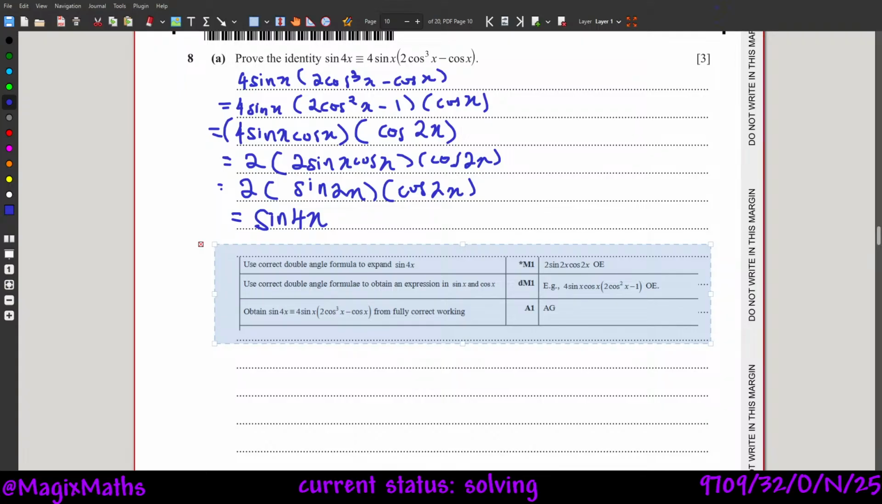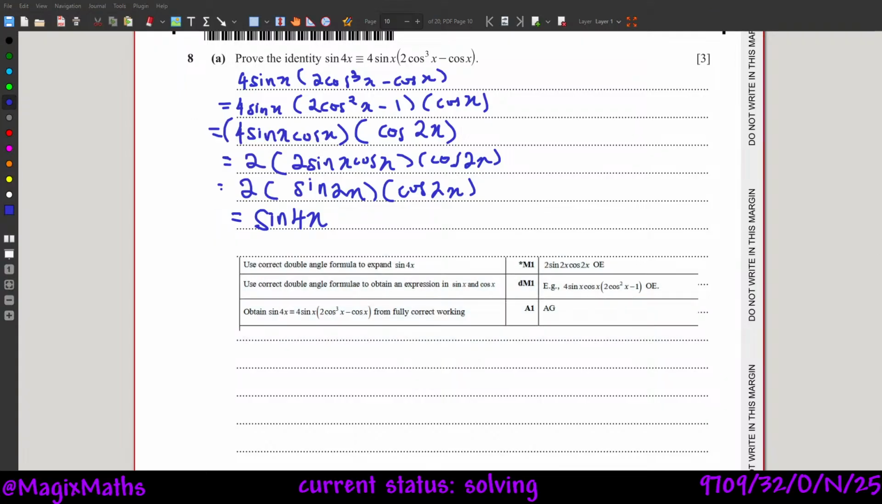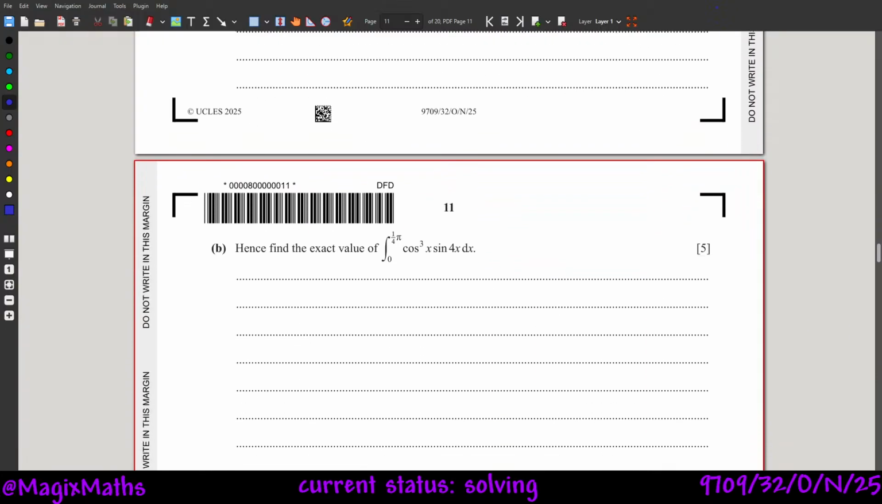Oh, but this one is for the method shown in the marking scheme. I'm using an alternate method, but it is just the same. So moving on to question 8b.